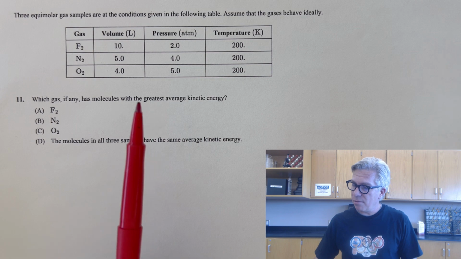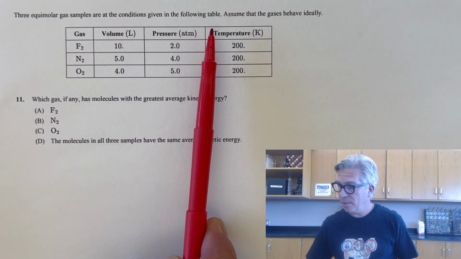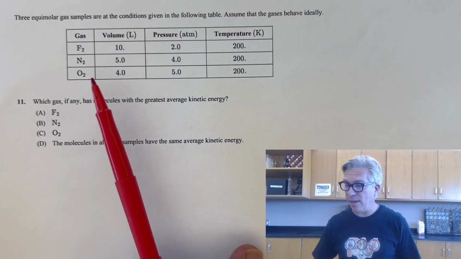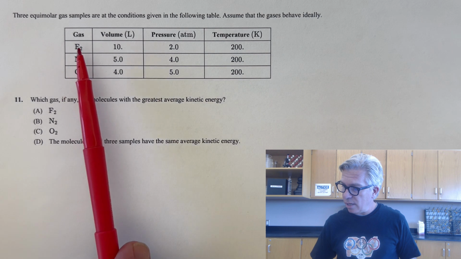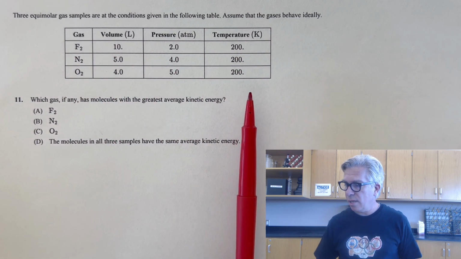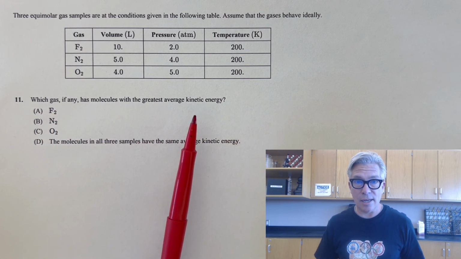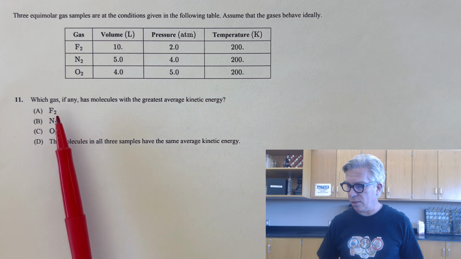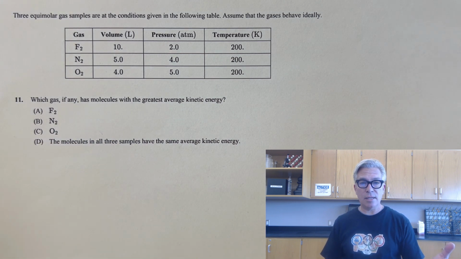Three equimolar gas samples are at the conditions given in the following table. Assume all the gases behave ideally. So that's, all right, good assumption. And we have fluorine, nitrogen, oxygen, their volumes, their pressures, their temperatures. Which gas, if any, has molecules with the greatest average kinetic energy? Fluorine, nitrogen, oxygen, or they all have the same. And take a moment, see what you think.